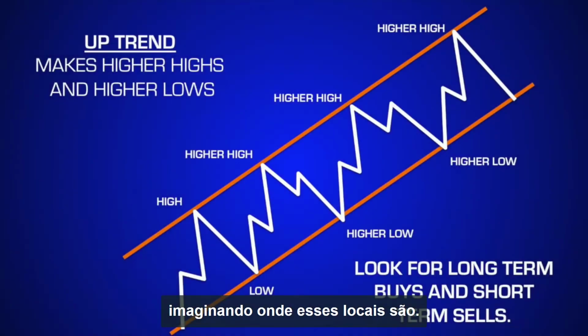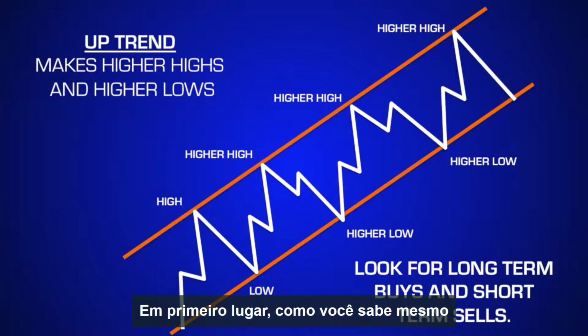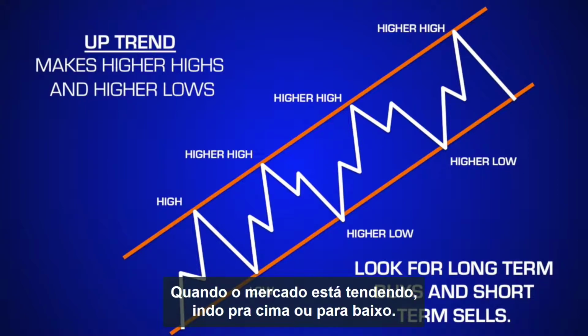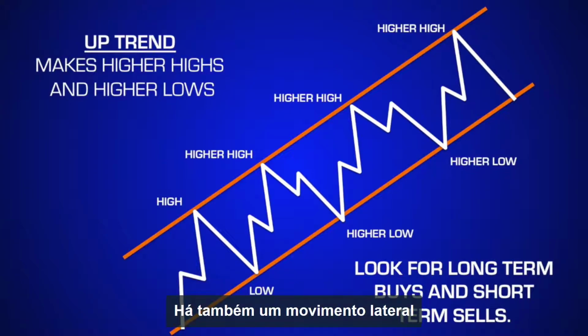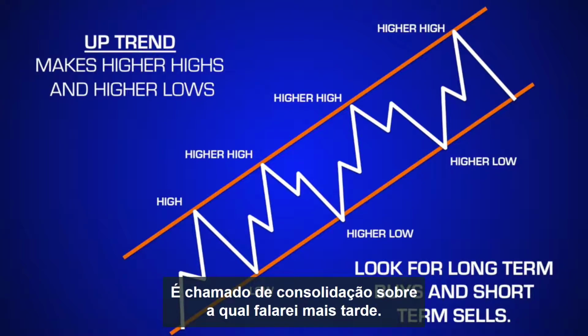The first type of trend I want to talk about is an uptrend. First of all, how do you even know when the market is trending? When the market is trending, it's going up or down. There is also a sideways motion that's not necessarily called trending. It's called consolidation, which I'll talk about later.